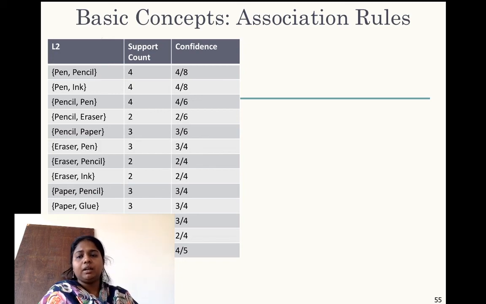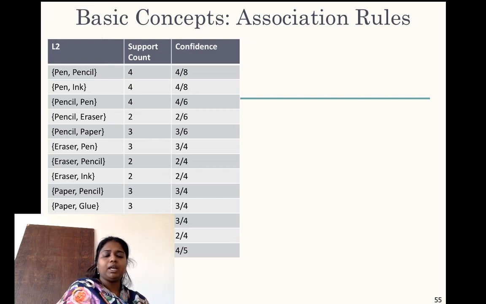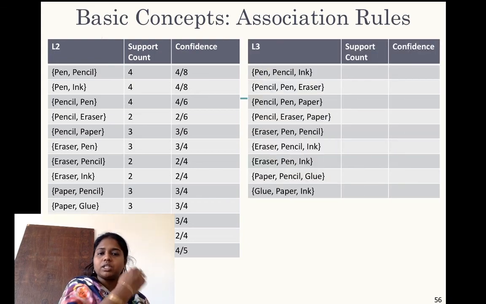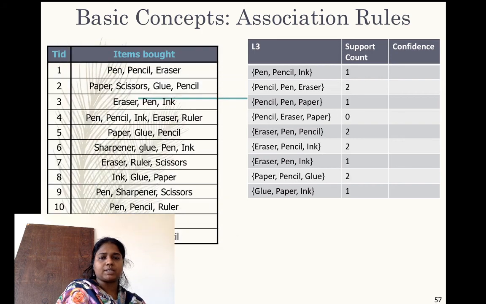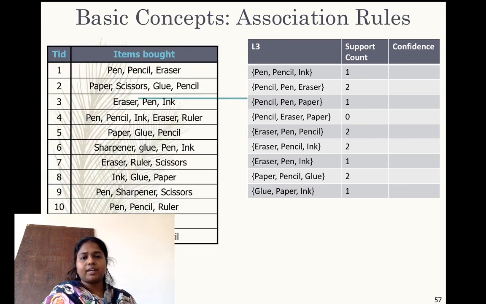Then for the next, pencil is the predecessor, eraser and paper are the consequents. Then I have pencil as the predecessor, pen and paper as consequents. That way I can define my L3 item sets. So this gives me the set of all L3 item sets. Now I have to count the support value of these in the given set of transactions. So these are my transactions.